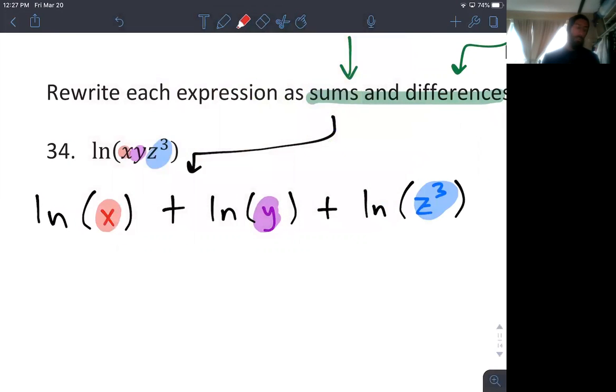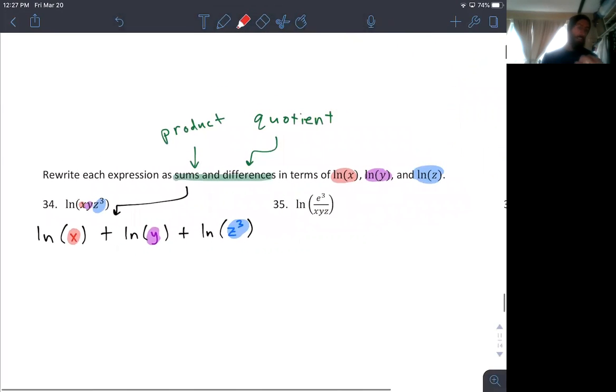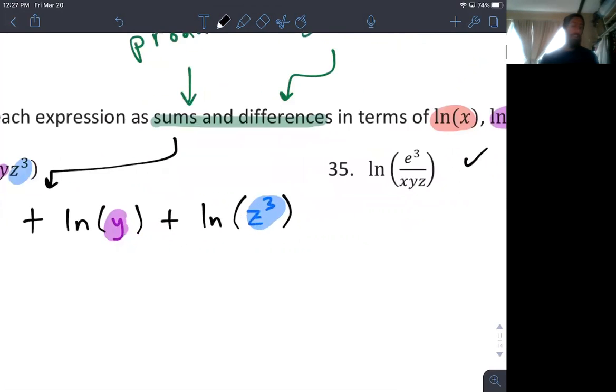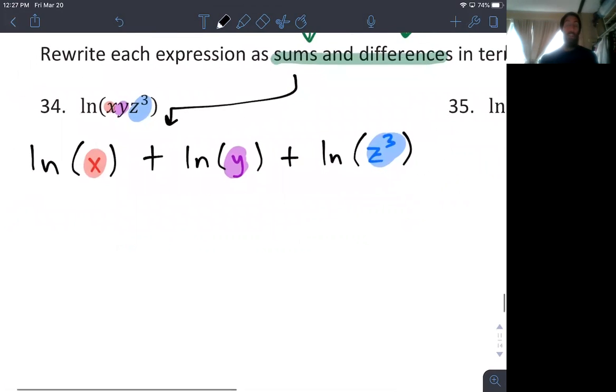All right, we've almost succeeded in our goal of writing this original expression as a logarithm composed of x, y, and z, except for the fact that this last natural log, z to the third, is not written in terms of ln of z, but rather ln of z to the third. By that I mean we've got to get rid of this exponent.